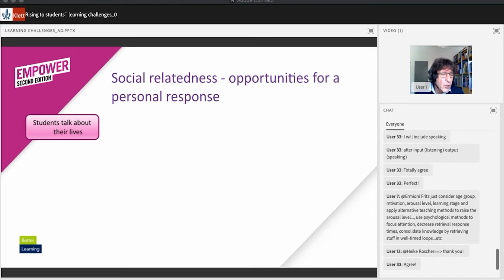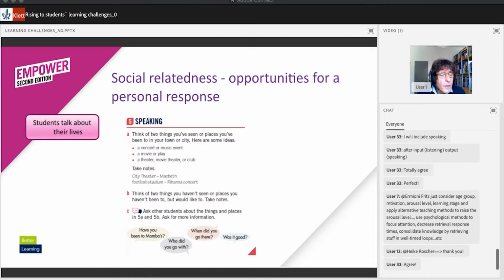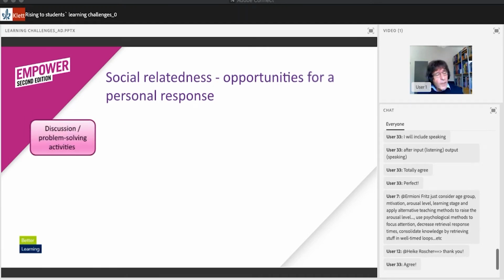using activities where there's an opportunity for a personal response, especially where students can talk about their own lives. Here's an example from Empower A2 level, where students talk about events, things they've been to in their town, and also things they haven't been to in their town that they would like to go to, and they find out things from each other. They get language practice doing this, but they also get to know each other. They find out what they have in common with other people. So it has a social dimension.